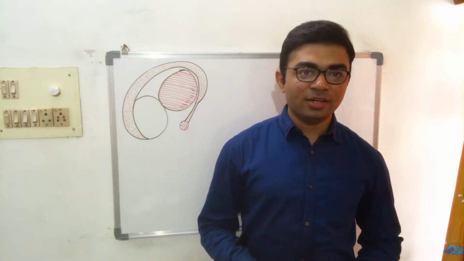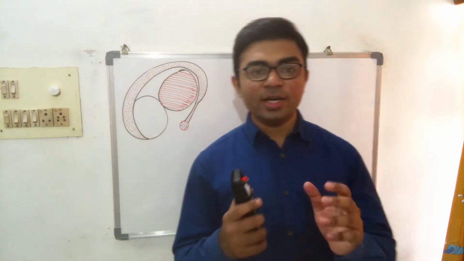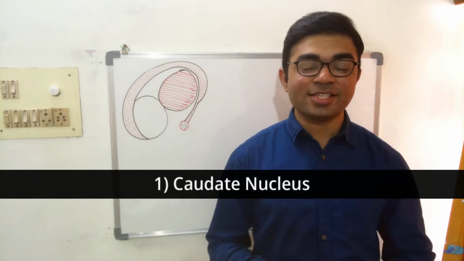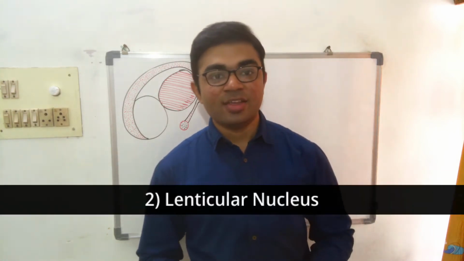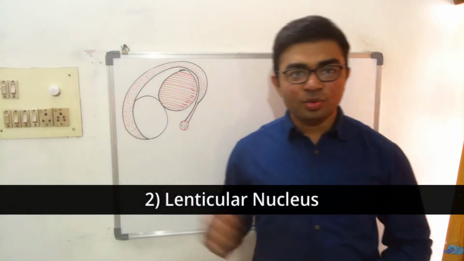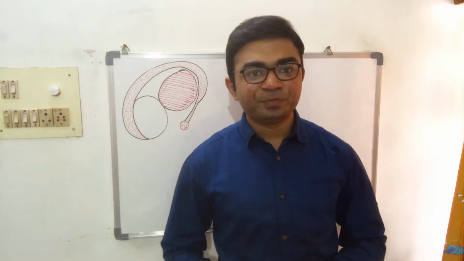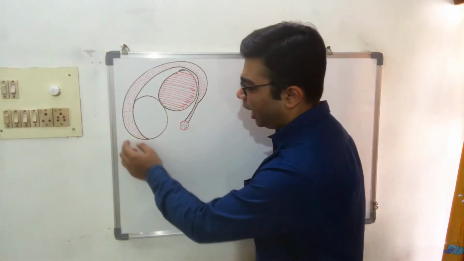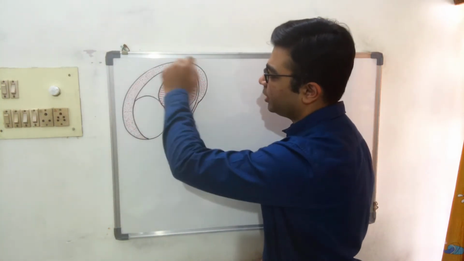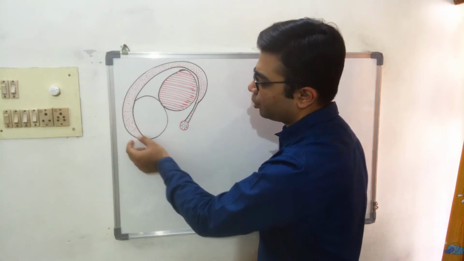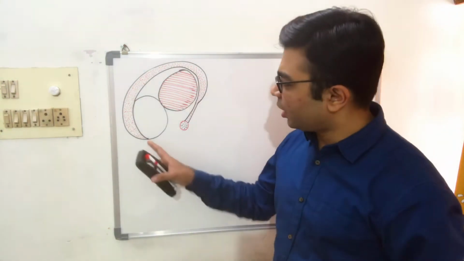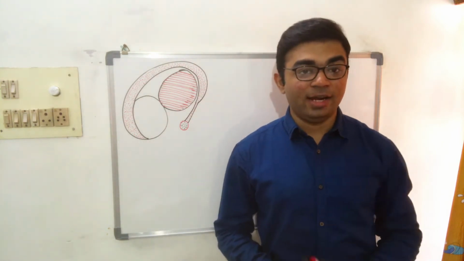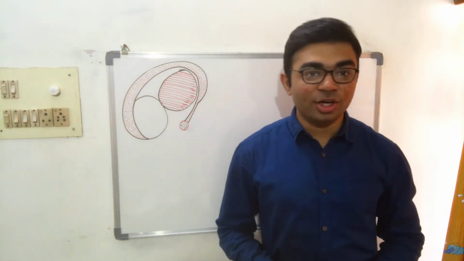Corpus striatum is basically divided into two different structures. The first structure is the caudate nucleus, and the second is the lenticular nucleus. Caudate nucleus, as you can see in this diagram, is a bulge portion and it has the head as well as the tail. This is the portion of the caudate nucleus, which I have marked with the red marker. So that is the caudate nucleus, and the second one is the lenticular nucleus.